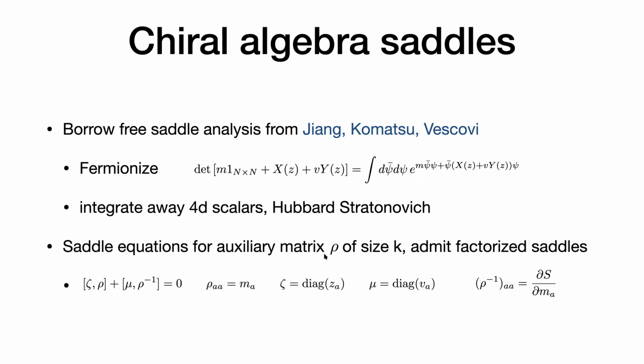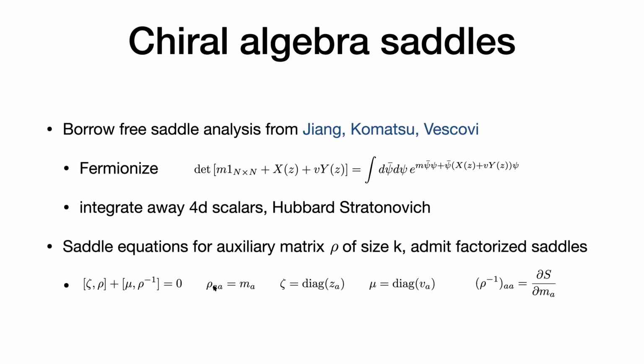You can then look for saddles of this semi-classical action for this matrix rho. The saddle equations simplify a little bit in the chiral algebra limit. In particular, they look like actual matrix equations, which is not the case for general orientation of determinants. And they take a very interesting form. Let me denote as zeta a diagonal matrix whose entries are the positions of the determinant operators at the boundary. And let me denote as mu a diagonal matrix whose entries are the orientations of the determinants, the specific linear combination of the two scalar fields.